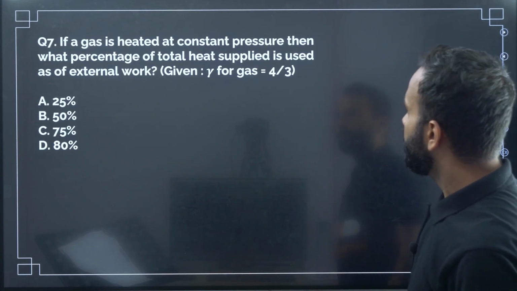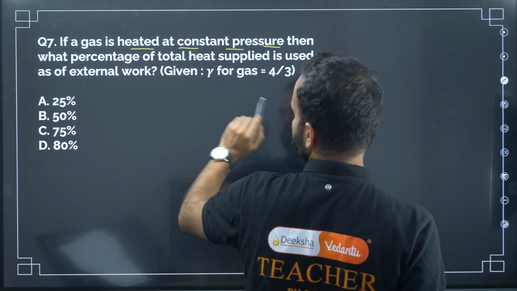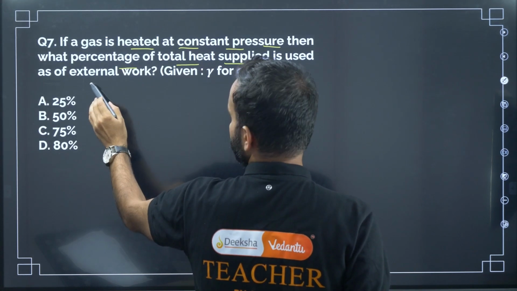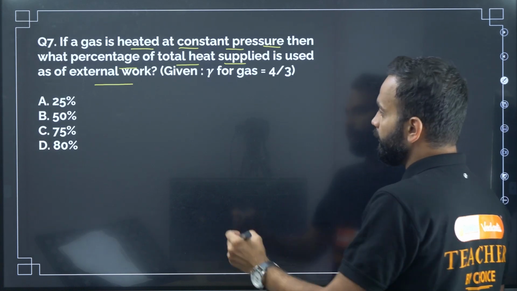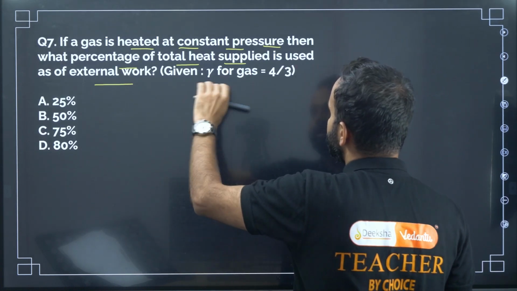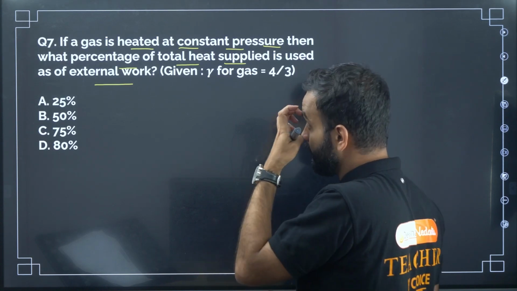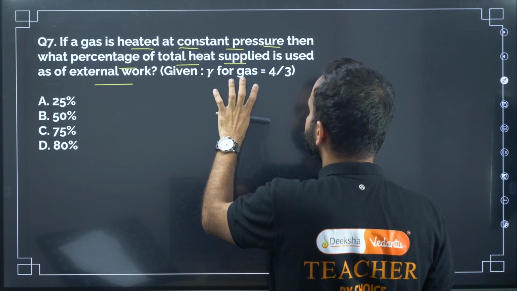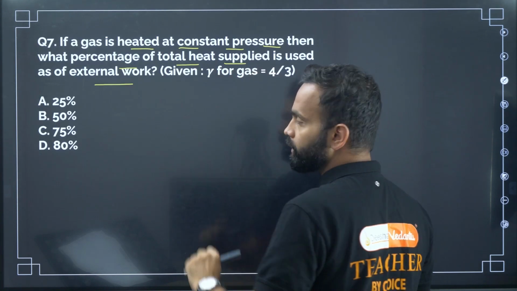Next question, question number 7. If a gas is heated at constant pressure, then what percentage of total heat supplied is used as external work? The direct question. Here we need to find what percentage of total heat supplied is used as external work.